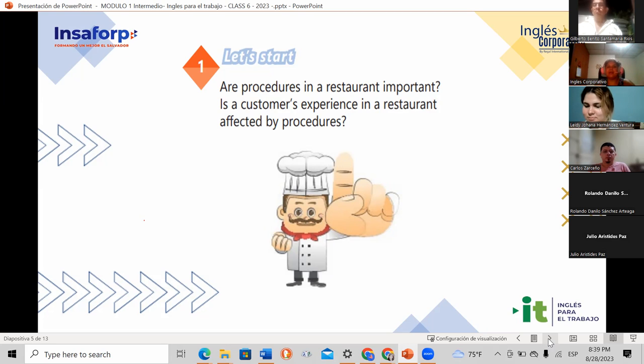Okay, do you consider that procedures in a restaurant are important? Yes, they are really important. A customer's experience in a restaurant is affected by procedures. So if employees like the waiter or someone else in a restaurant don't follow the procedures that they need to follow, that will affect the customer experience. Yes, of course. Okay.